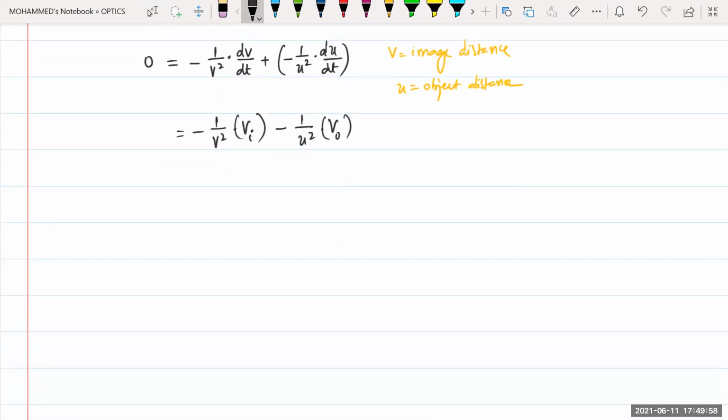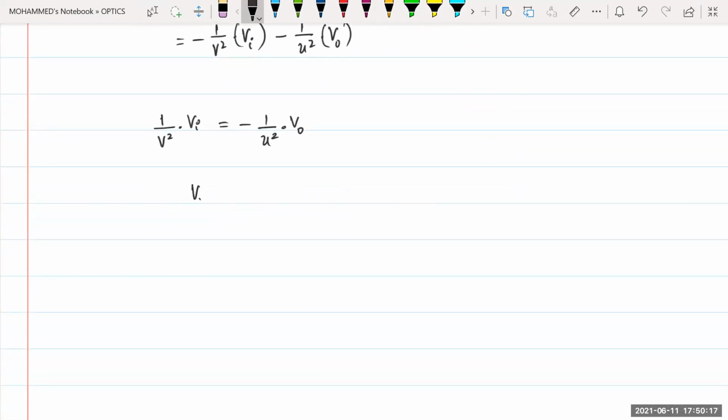Can you tell me what the relation will be now? If I take this minus term on this side, it becomes positive. So 1 by v square into the velocity of the image equals minus of 1 by u square into the velocity of the object. If I need to calculate the velocity of the image, v square goes up, so it is v square divided by u square into the velocity of the object. Can I write it like this?